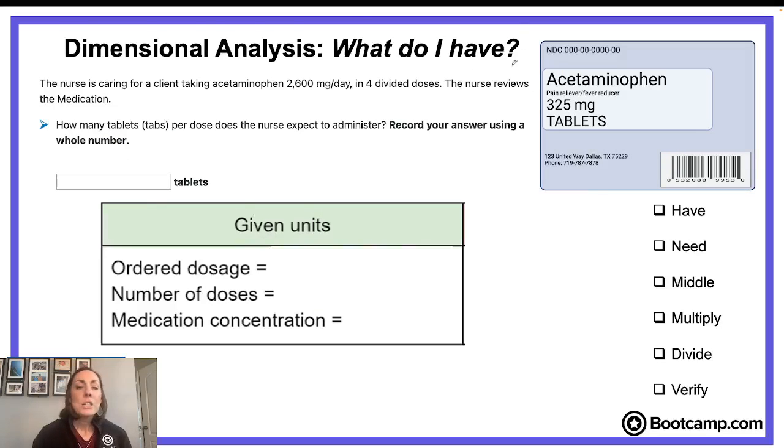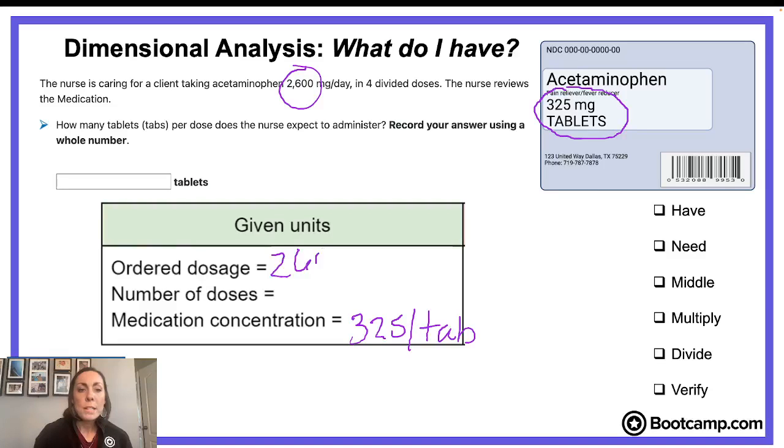So the first thing I do is I ask myself, what do I have? I have this acetaminophen in my hand, and I see on the label that I have 325 milligrams per tablet. So that's my medication concentration. The other things I can look at that the question is giving me is that I have 2,600 milligrams ordered per day. Okay, and then I see that I'm giving this in 4 divided doses.